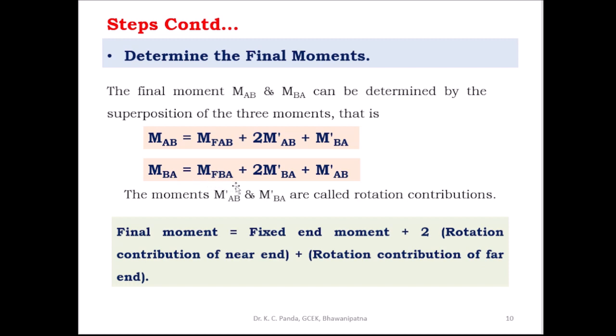This is equal to MFBA plus twice into M dash BA plus M dash AB. So this is the fixed end moment of the member BA plus twice the near end rotation of the member BA plus once the far end rotation of the member AB, M dash AB. The moments M dash AB and M dash BA are called the rotation contributions, or also the rotation moments. The final moment is equal to the fixed end moment plus twice the rotation contribution of the near end plus the rotation contribution of the far end. So this is the formula. By using this formula you can find the final moment.